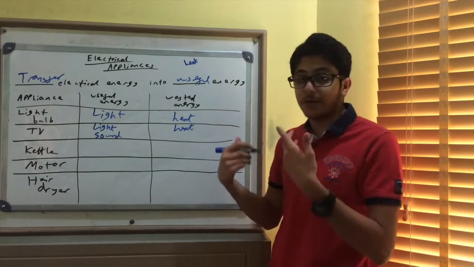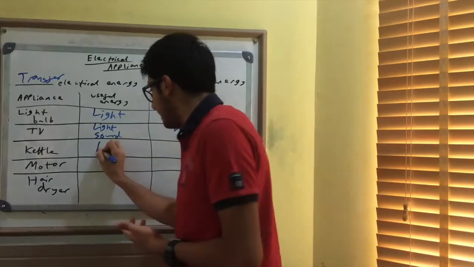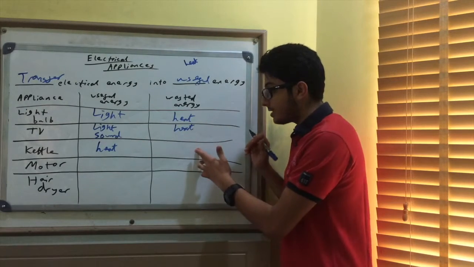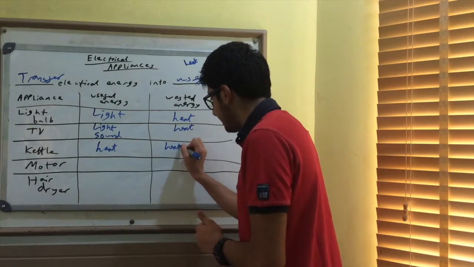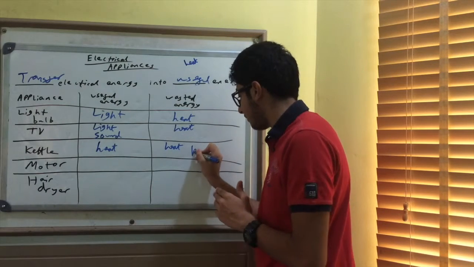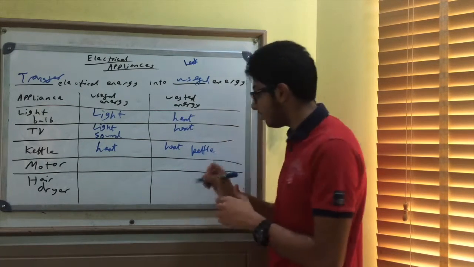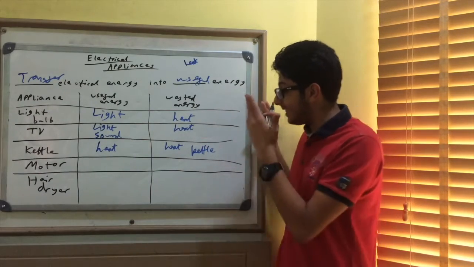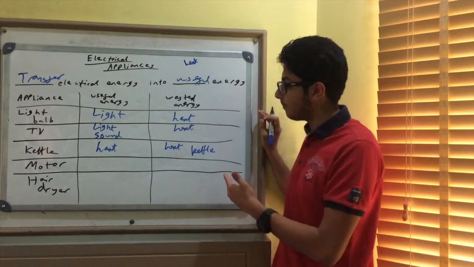Kettle. What's the useful energy for an electric kettle? It's heat. But heat what? Heat the water. And wasted energy is heating the kettle itself. We do not want the kettle to be heated up, we want the water to be heated up. So the energy that's used to heat the kettle itself is wasted.